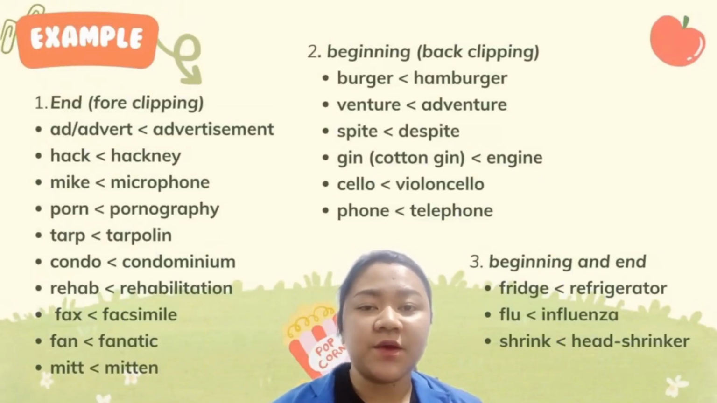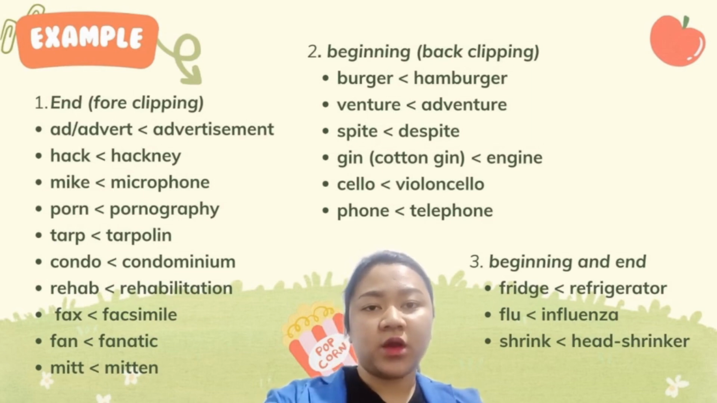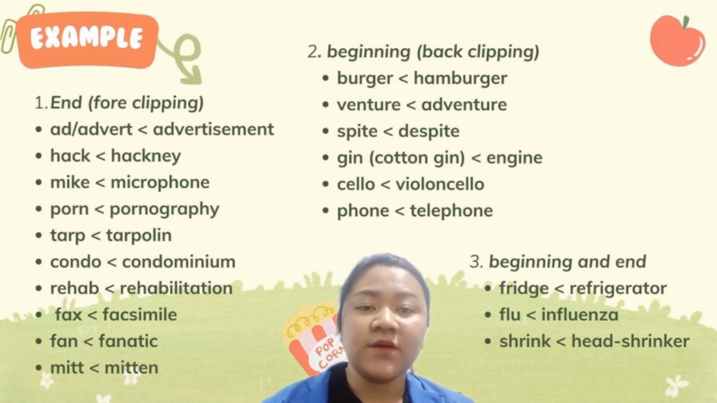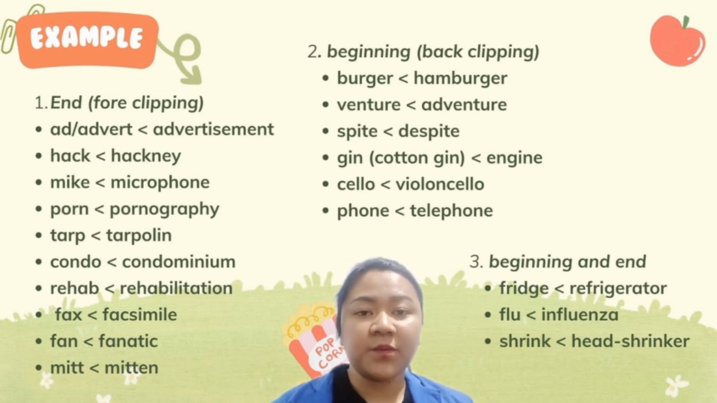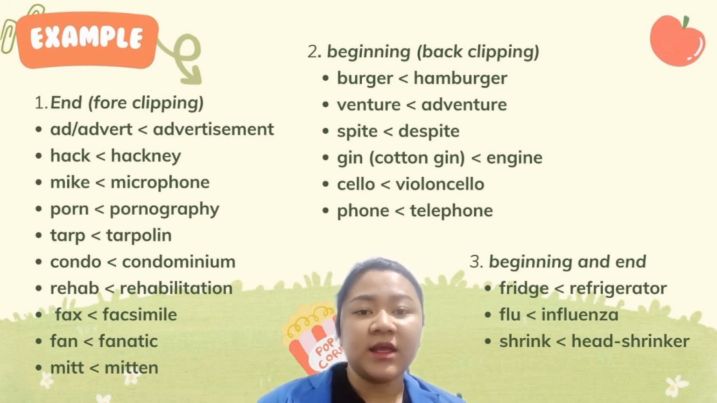And here are the types of clipping. The first is end or back clipping. In this type of clipping, a part of the word is removed from the end. For example, there is ad or advert for advertisement, hack for hackney, mic for microphone, porn for pornography, tarp for tarpaulin, condo for condominium, rehab for rehabilitation, fax for facsimile, fan for fanatic, and mitt for mitten.